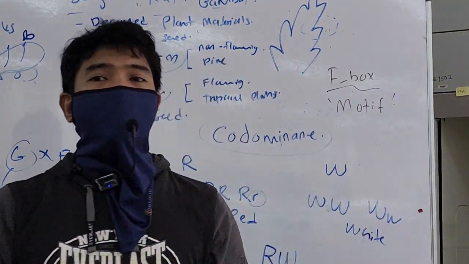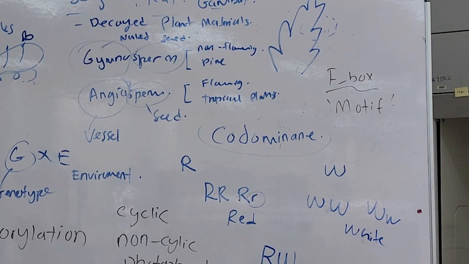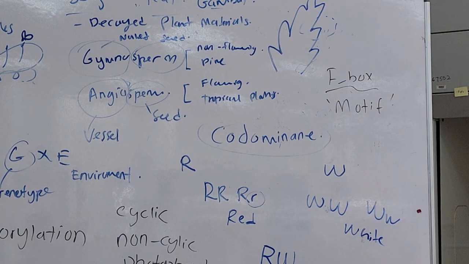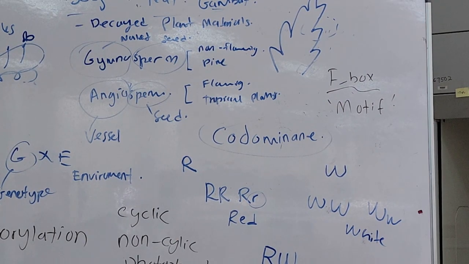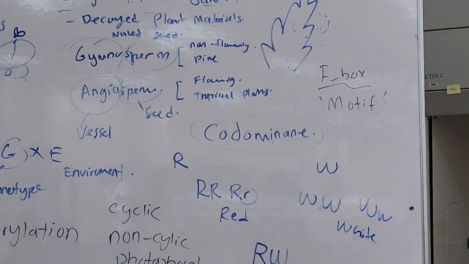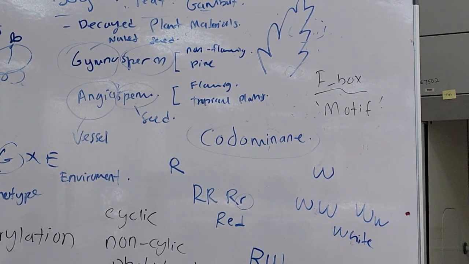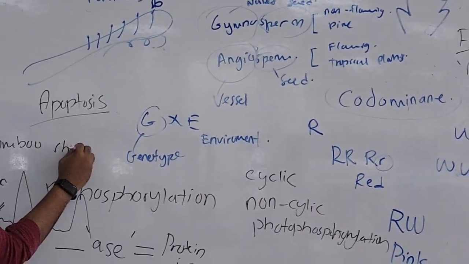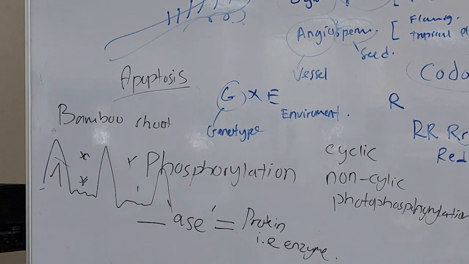You know motif? Look at your shirt. If your shirt has a specific pattern, maybe anybody wearing batik, batik is a type of motif. Look at his shirt, the sleeve here. This is a motif. A pattern, then it's repeated. What motif is this? This is actually from nature. This is actually bamboo shoot, pucuk rebung. So that's a motif. See, it's repeating. So it's pretty much like the F-box.